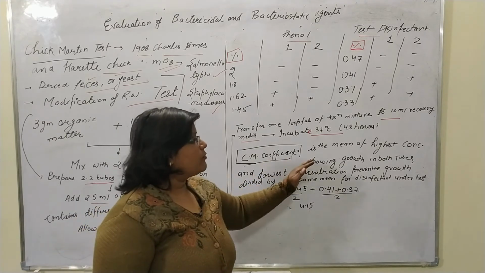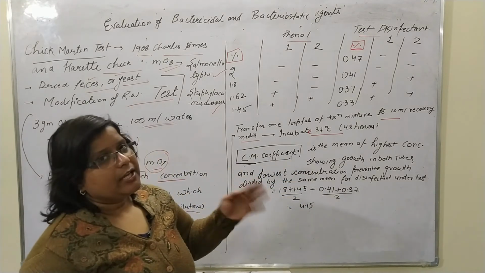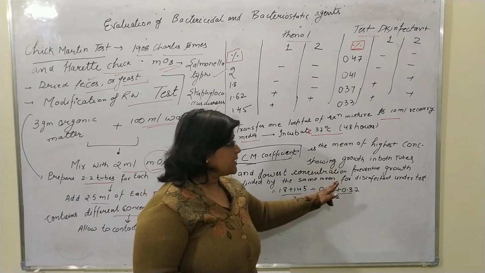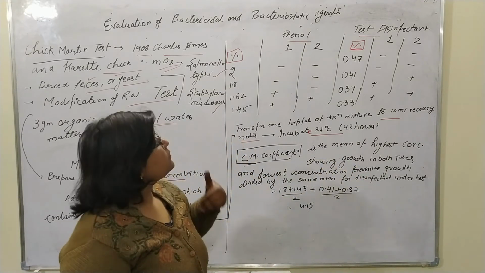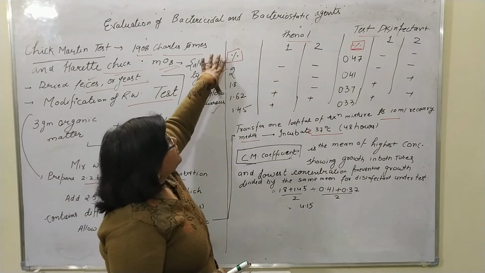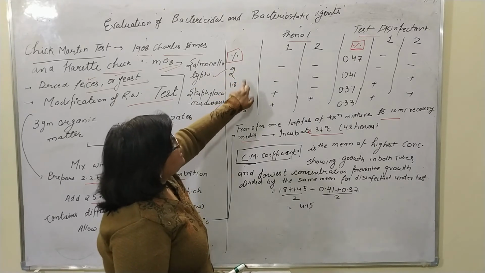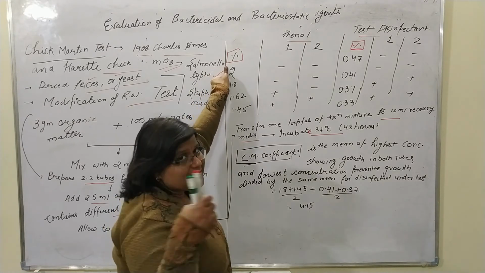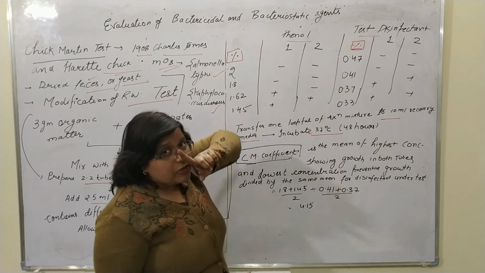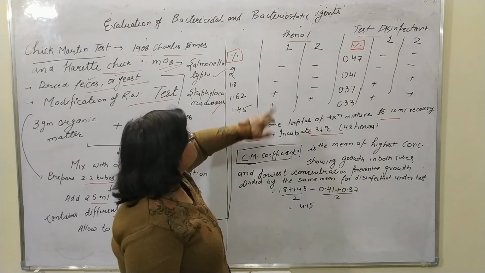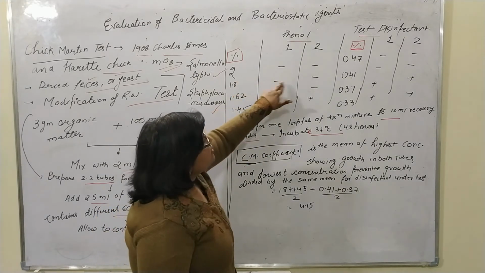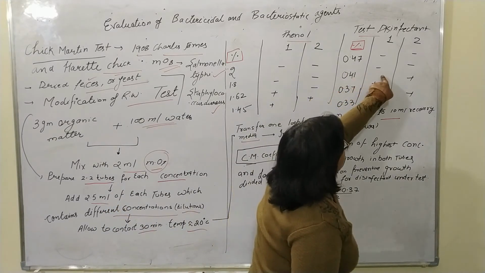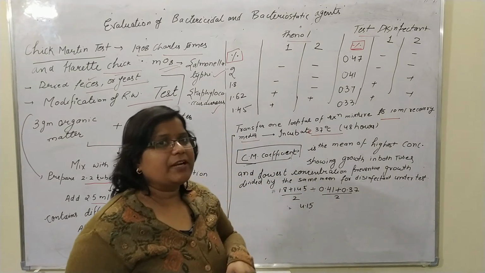The CM coefficient is the mean of the highest concentration showing growth in both tubes and the lowest concentration preventing growth in both tubes, for the test disinfectant and phenol also. Now I will explain: in the phenol, two concentrations are highest, 2 and 1.8, but of these we select the lowest concentration which prevents the growth. So 1.8 is the lowest concentration which prevents the growth, so we take it here. Like this, with 0.47 and 0.41, the 0.41 is just preventing the growth.